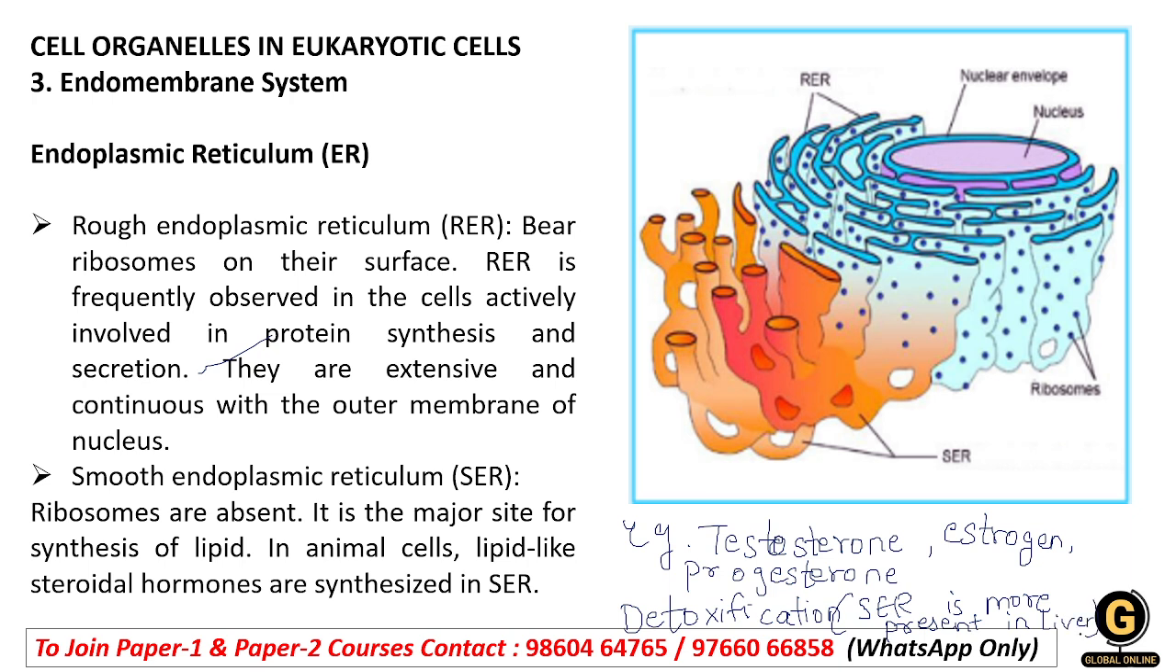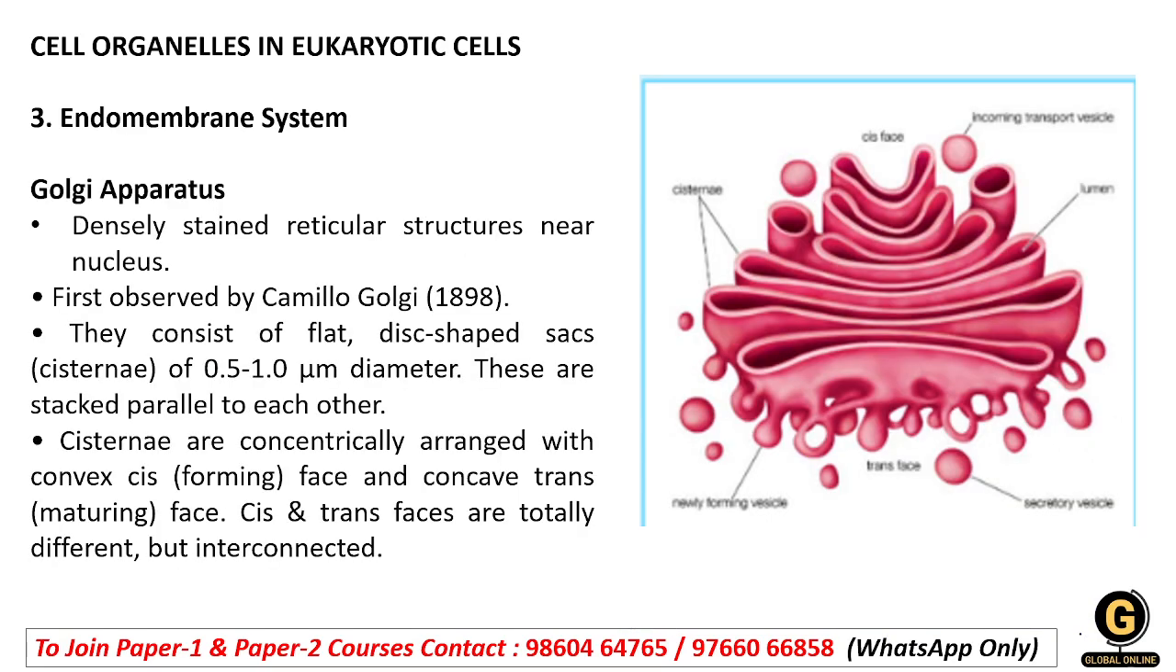Is the function of endoplasmic reticulum clear to you? Yes. Now the next organelle we will see is Golgi complex, or the Golgi apparatus, or also called Golgi body. Could you observe, who discovered this Golgi complex, students? He was Camillo Golgi. Camillo Golgi was the scientist who discovered or observed the Golgi complex in the year 1898. He did its staining, densely stained reticular structures near the nucleus.